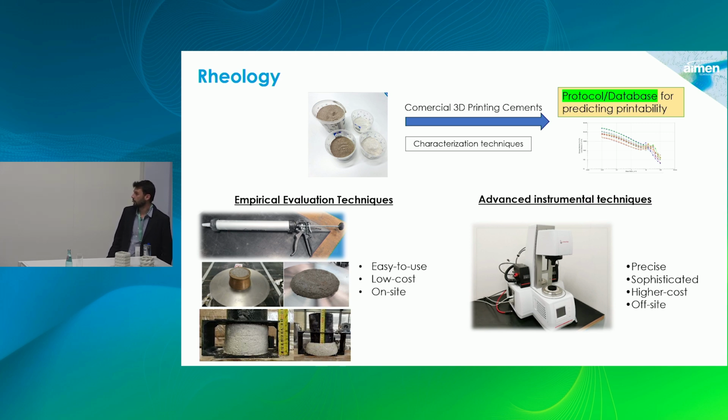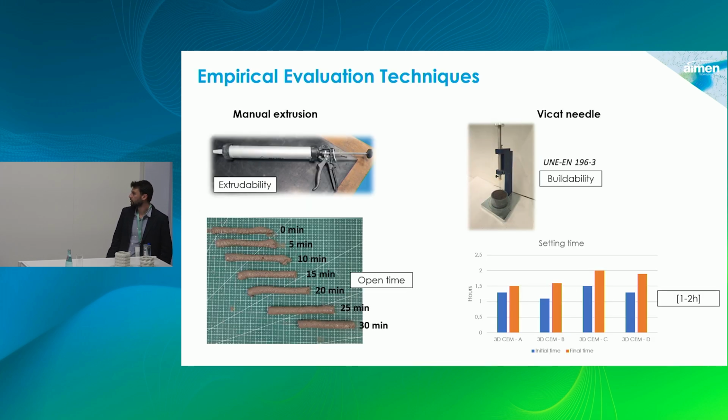So we can divide the techniques into empirical techniques. These techniques are easy to use, low cost, and you can use them on-site at the construction site. You can use them to monitor the 3D printing process. On the other hand, we have advanced instrumental techniques. These are more precise, more sophisticated, but however, they are higher cost, and you can only use them off-site in the laboratory for the moment. So I will start talking about the first empirical techniques.